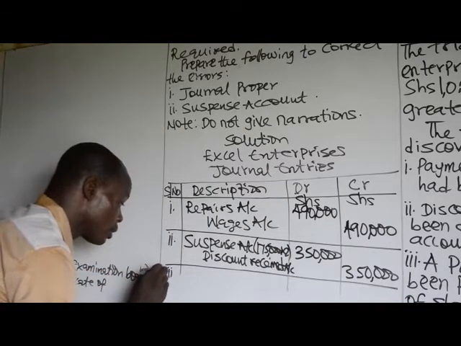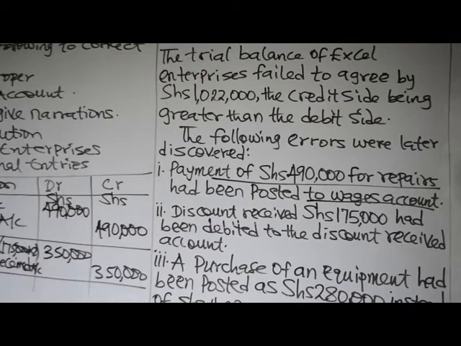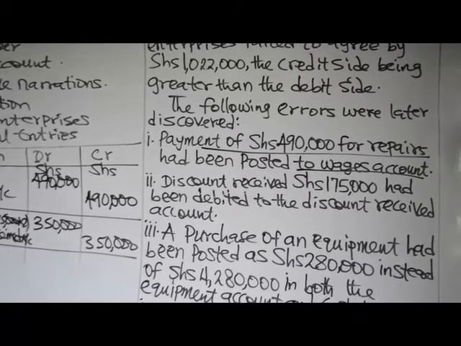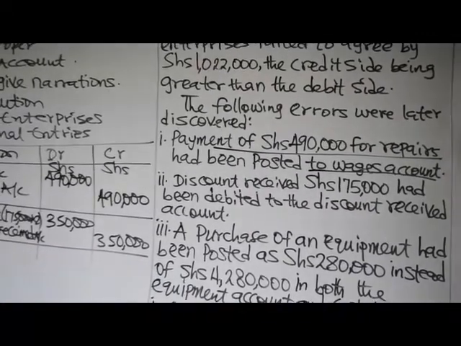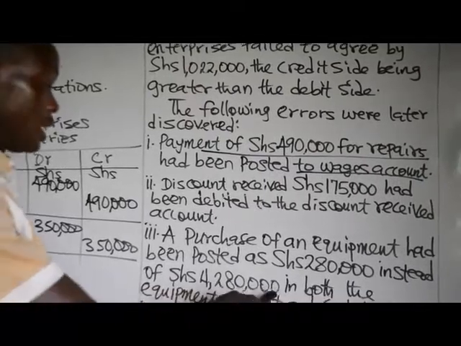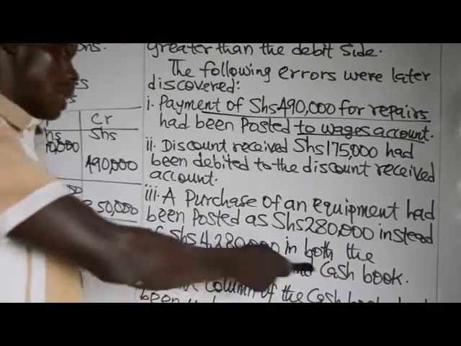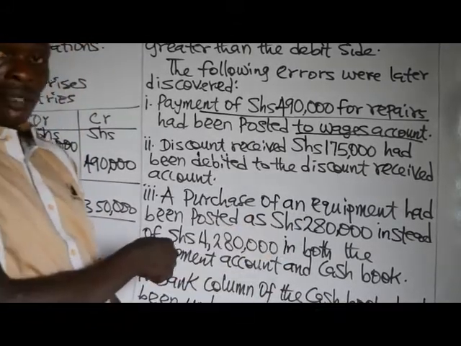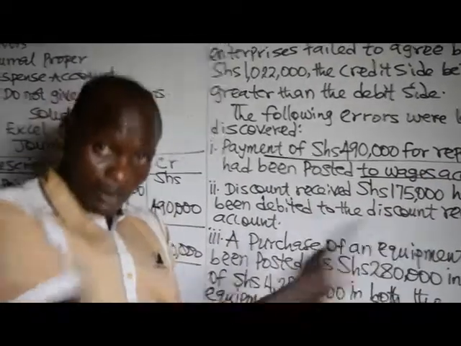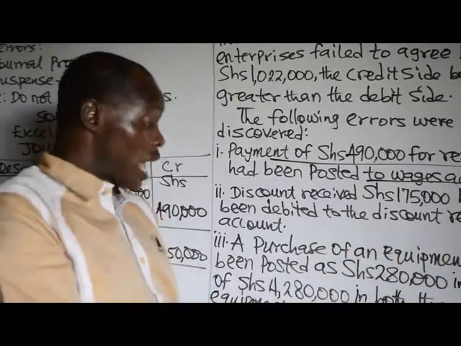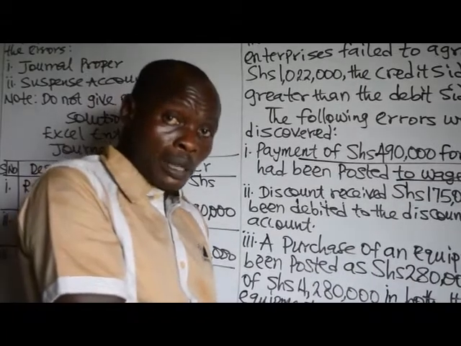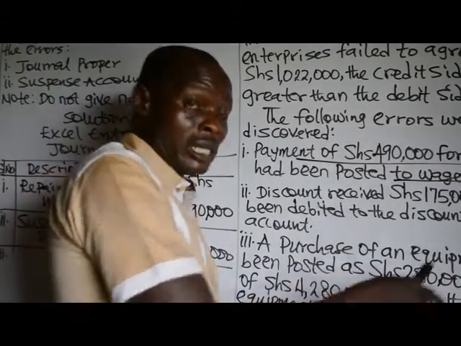Number 3. A purchase of an equipment had been posted as $280,000 instead of $4,280,000 in both the equipment account and cash book. When you make a purchase of an equipment, you receive the equipment, then you give out the cash. That is to show that the cash is the giver, while equipment is the receiver. Following the double entry principles, you debit the receiver and you credit the giver.